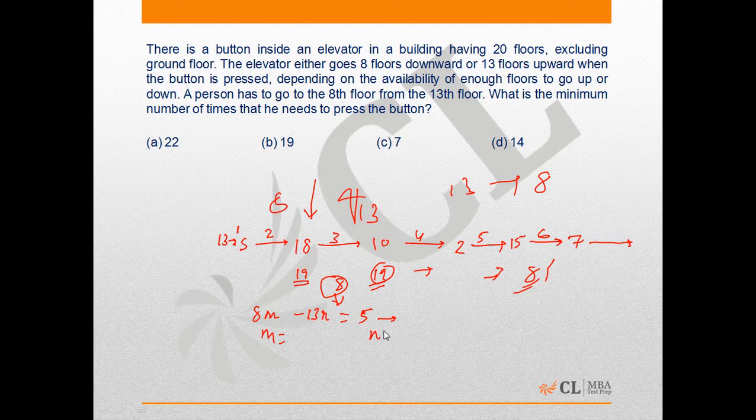The minimum values of m and n that satisfy this equation are 12 and 7 respectively. 8 into 12 is 96, and 13 into 7 is 91, so the difference of 96 and 91 is 5. So the number of times he has to press the button is 12 plus 7, which is 19. Therefore option B is the correct answer.